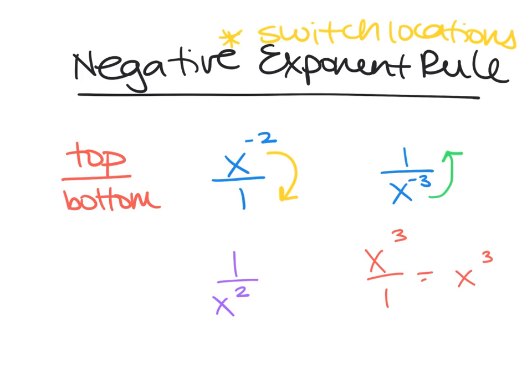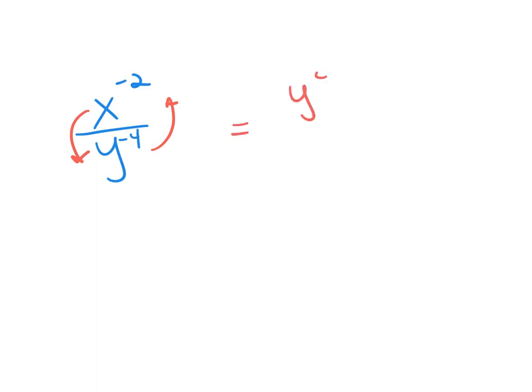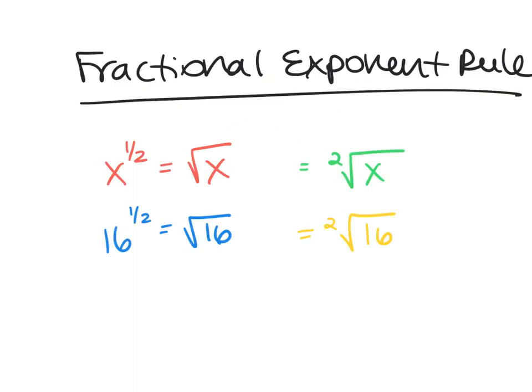All right, so let's say we have x to the negative 2, y to the negative 4. So the negative 4 is going to go on top, the negative 2 is going to go on the bottom, so that you end up with y to the power of 4 over x squared. And that's it. They're just changing locations, okay?